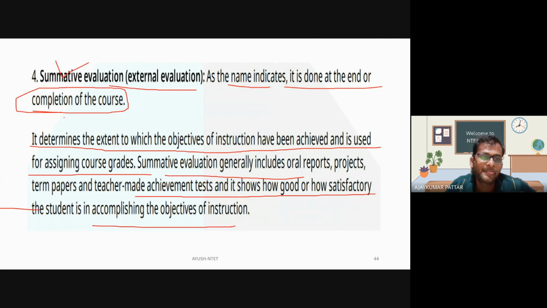इसका मतलब क्या है? Summative evaluation मतलब after the first year BMS course में हमने final exam लेते ना, वो that is the summative evaluation. That is also called the external evaluation because external persons are evaluating the answer papers. That's why it may be called external evaluation.